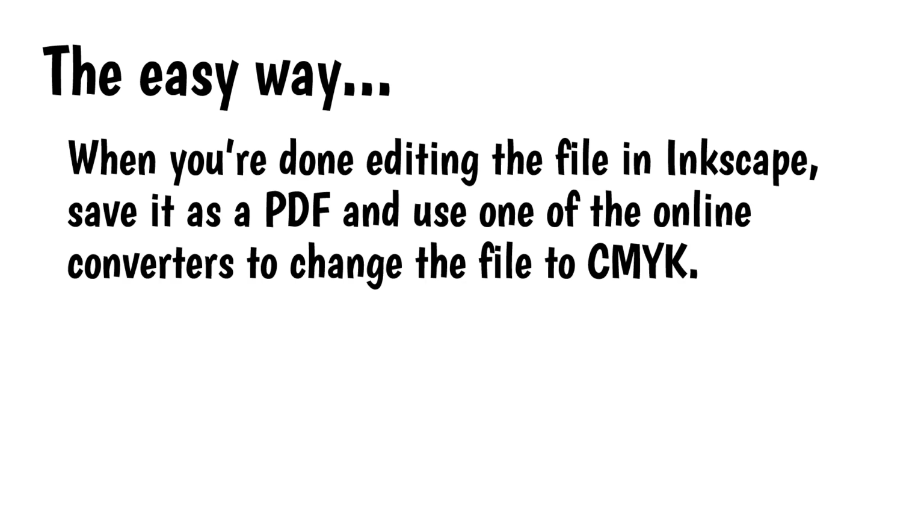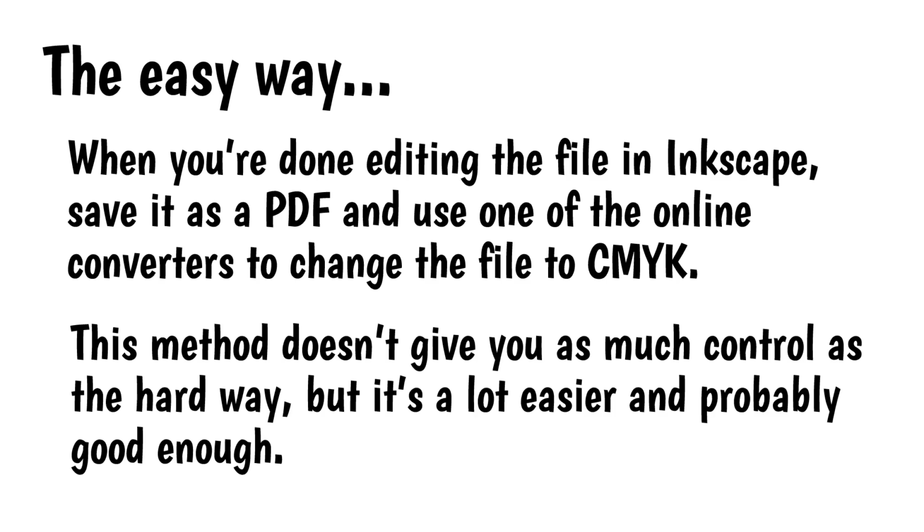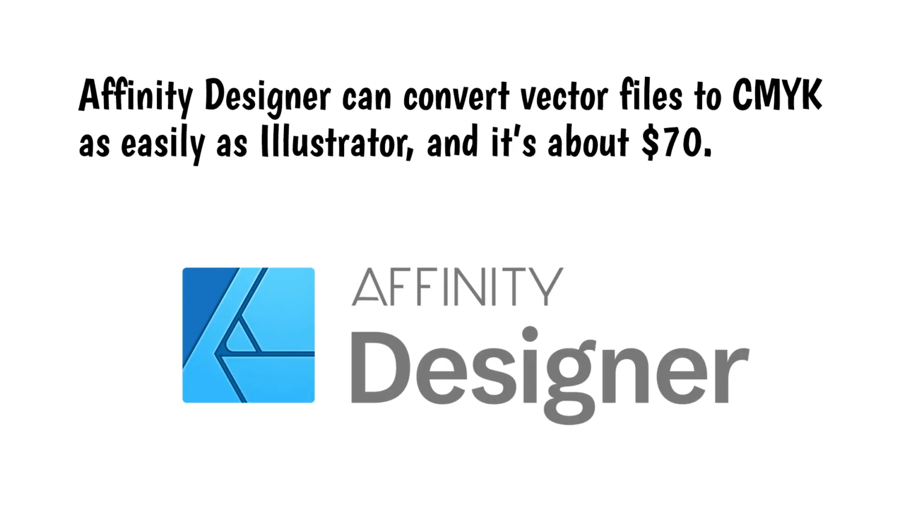And now the easy way. When you're done editing the file in Inkscape, save it as a PDF and use one of the online converters to change the file to CMYK. This method doesn't give you as much control as the hard way, but it's a lot easier and probably good enough. Note: Affinity Designer can convert vector files to CMYK as easily as Illustrator, and it's about $70.